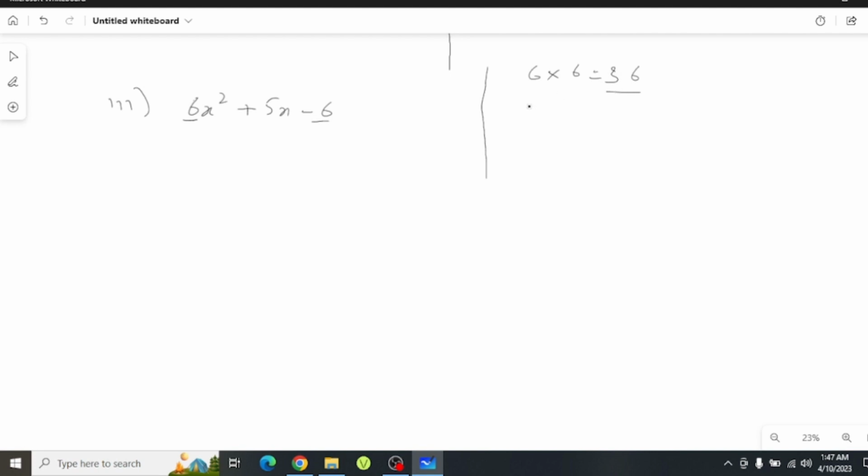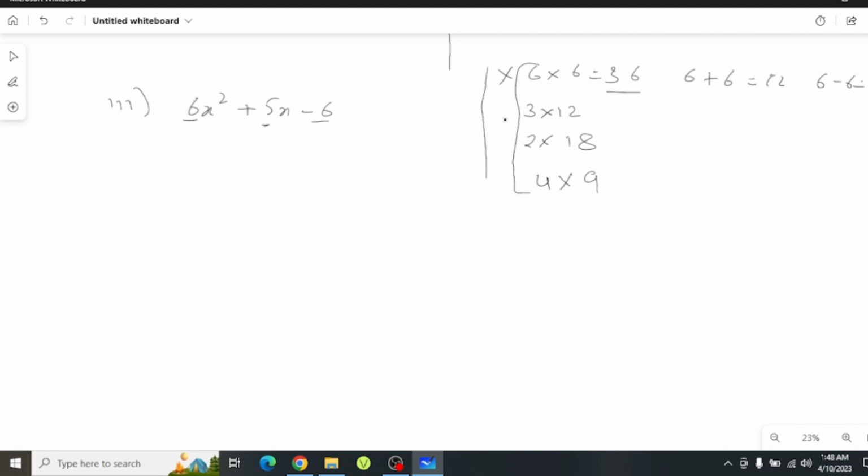So the other factors are 3 into 12 and 2 multiply 18. Another factor is 4 multiply 9. Okay, now we will find out the 5 using these sets. So first try to add 6 plus 6 and 6 minus 6. Now the result is not 5, so we will ignore this set.